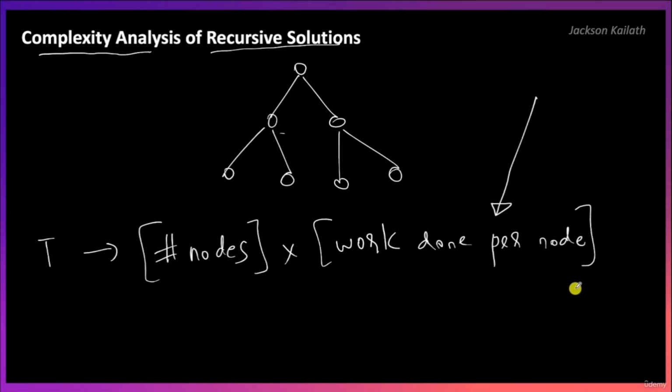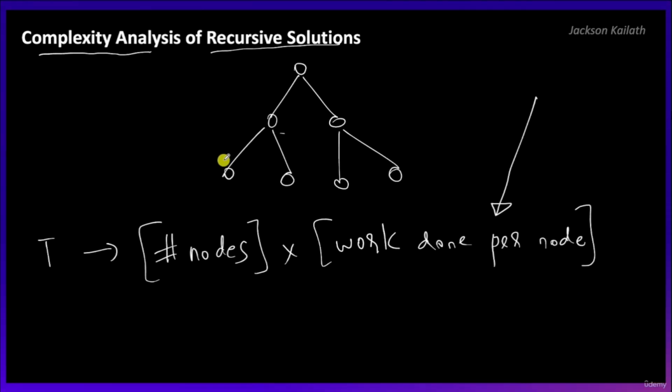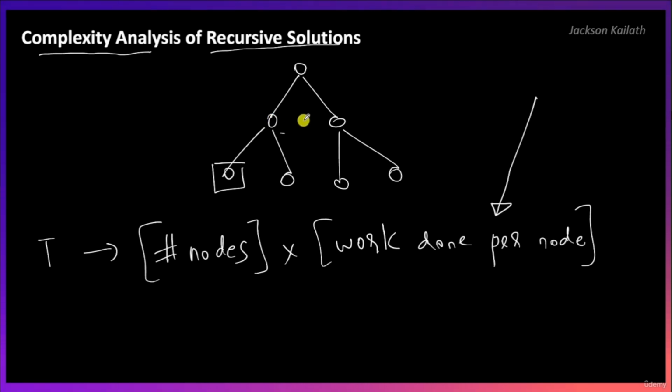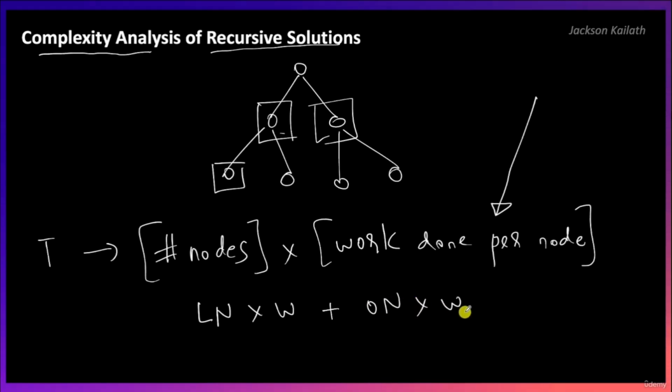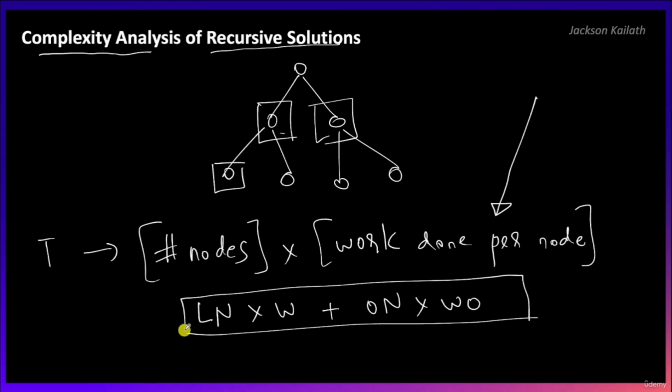Now you will have some questions where, for example, leaf nodes will do some actions, but then the other nodes will do some other actions. Now in that case, you just need to identify the number of leaf nodes and multiply that with the work done in a leaf node, and then add to it the number of other nodes multiplied by the work done in other nodes. So this will give you the time complexity in such scenarios.